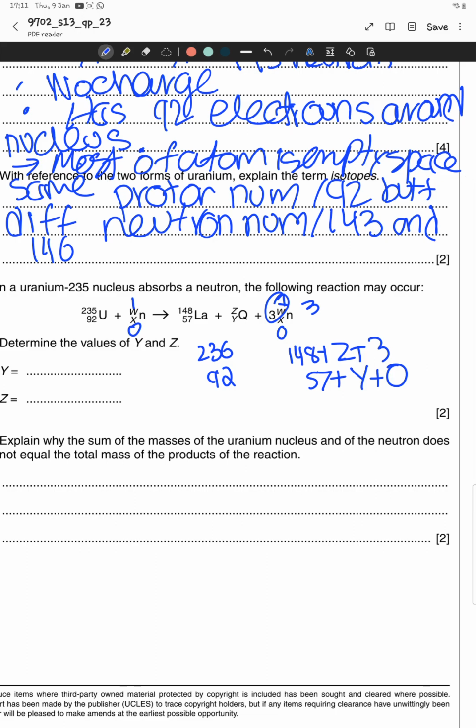Then 236 minus that. So Z will equal 85, and then Y will equal 35. Yeah, 35.